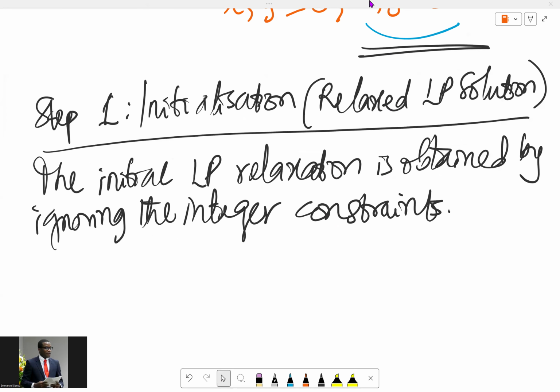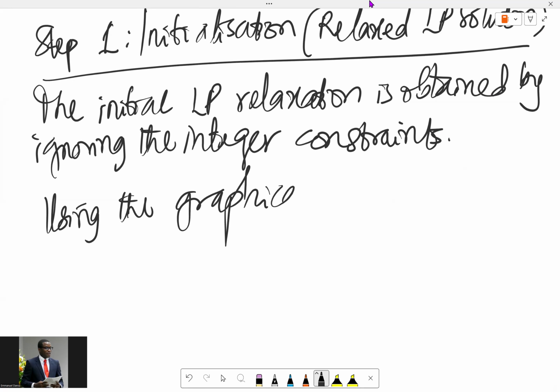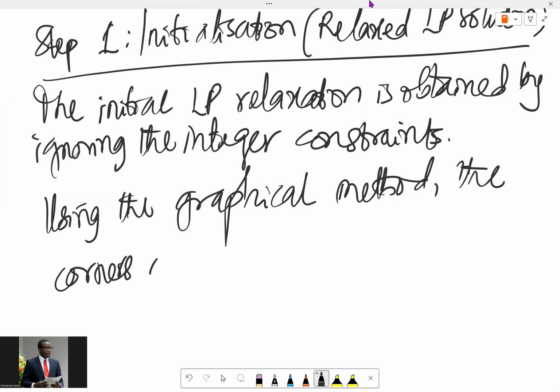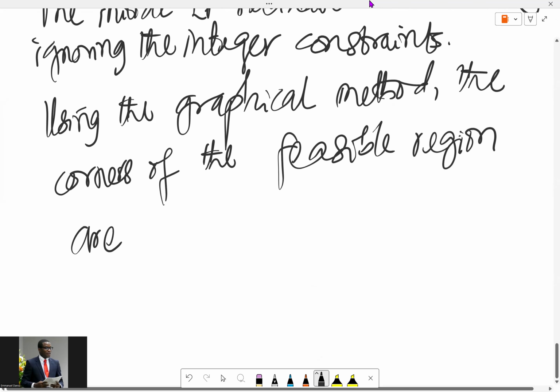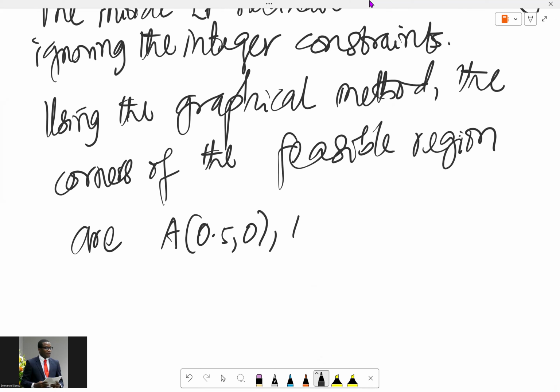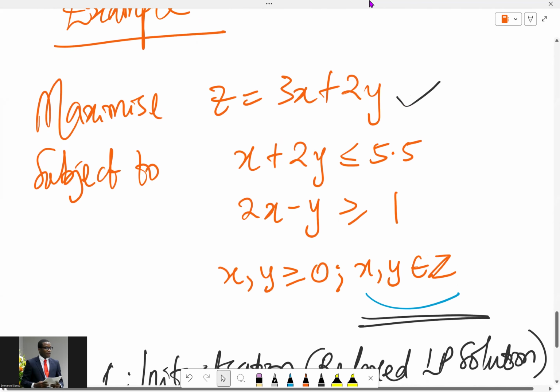Using the graphical method, the corners of the feasible region, where the blue and red overlap, are, if you like, A is 0.5 comma 0, B is 1.5 comma 2, and C is 5.5 comma 0. These are the corners. One of these would give the maximum, since we are maximizing. So we have to bring in the objective function.